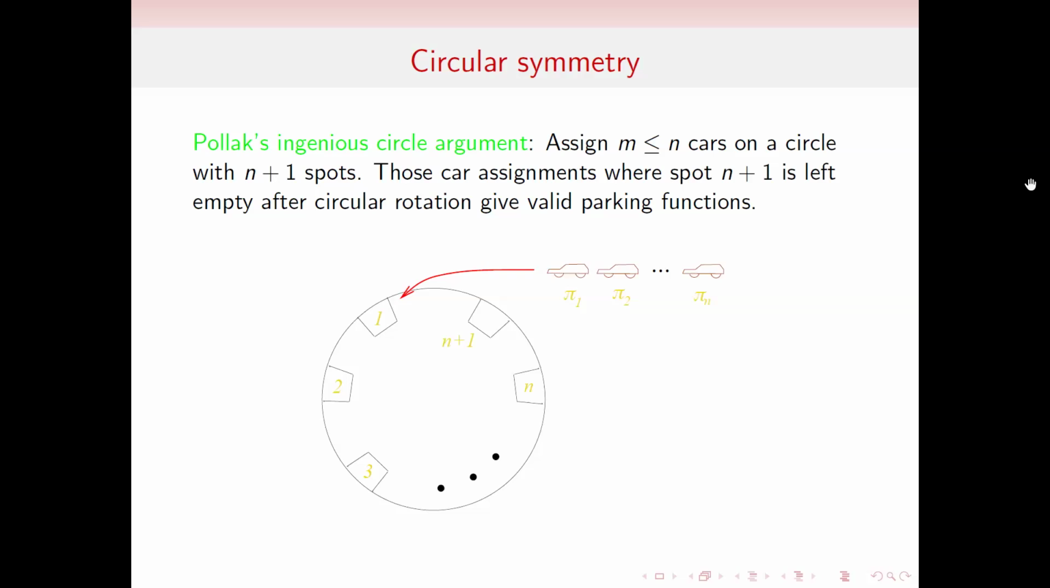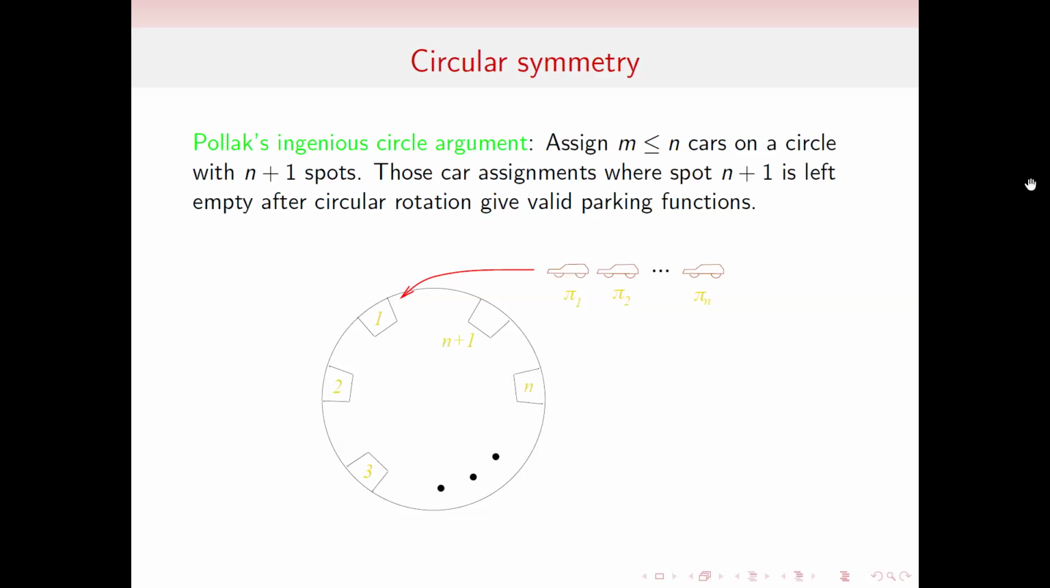And then you can think that the exit of the street is also a spot on the circle called spot m+1. And then you can do rotation of the car preferences on the circle as long as spot m+1 is not occupied. It's a parking function. Equivalently, it means that no car will leave the street, go to the street exit m+1.